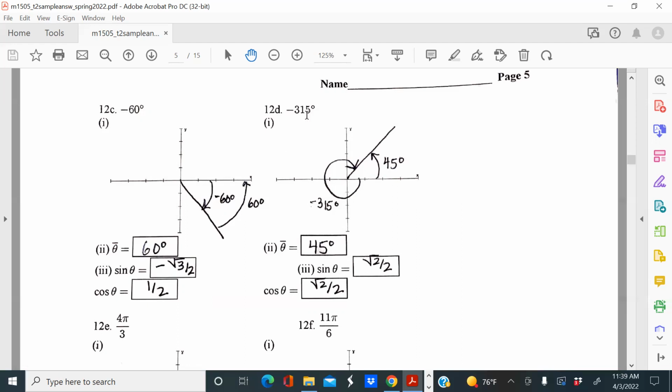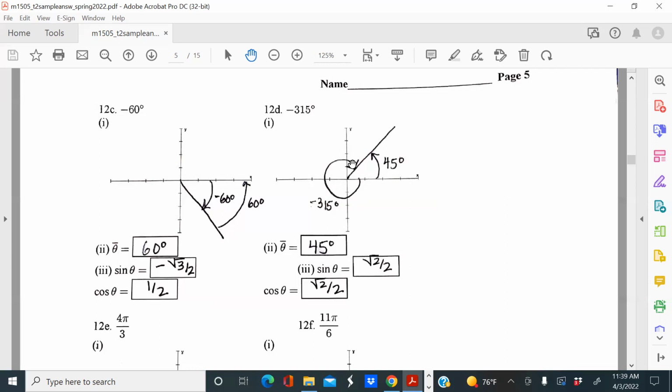What about minus 315 degrees? So let's draw that. That one's a little bit harder to draw. You have to think about where minus 315 degrees is. You're drawing in the clockwise direction because this is a negative angle, but it's not quite one full revolution, right? Because one full revolution in the negative direction would be minus 360 degrees, but you're only going minus 315 degrees.